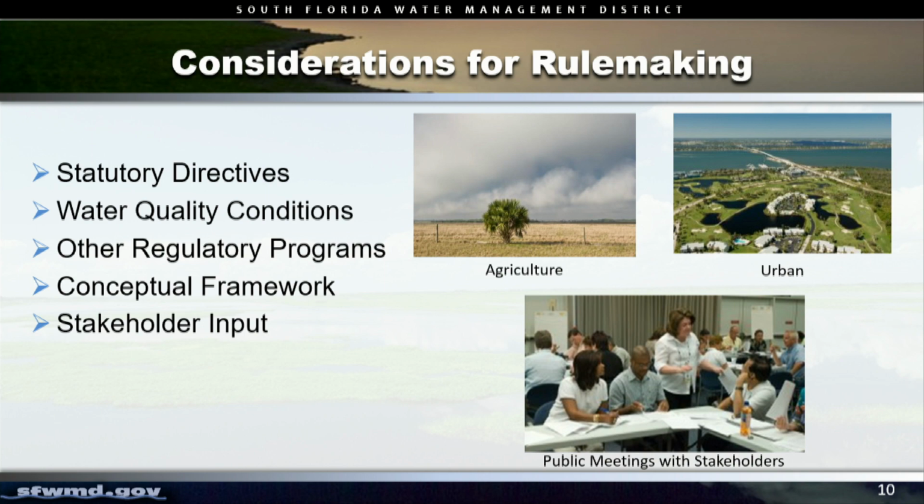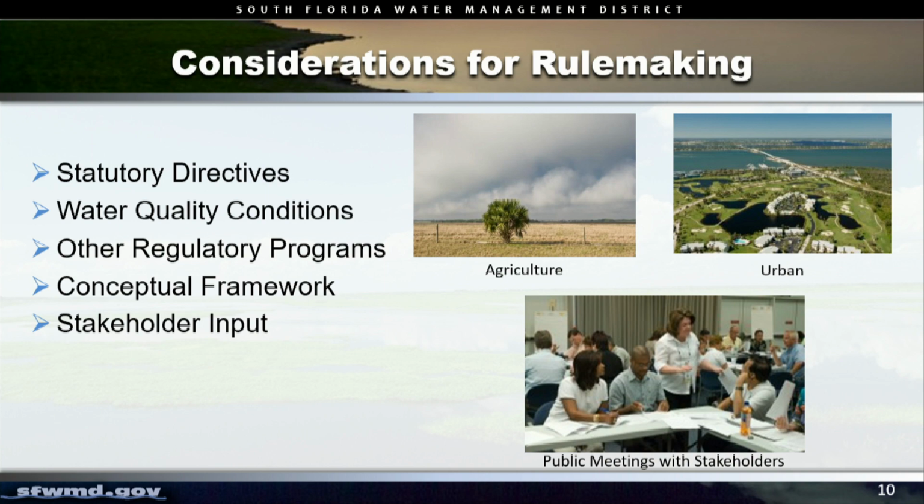Now on this next slide, before we get into considerations, I want to take a moment to explain why we do not have draft rule text yet. Drafting rule text is very complex, and this watershed is quite large. It's about 5 million acres, and it's very diverse.